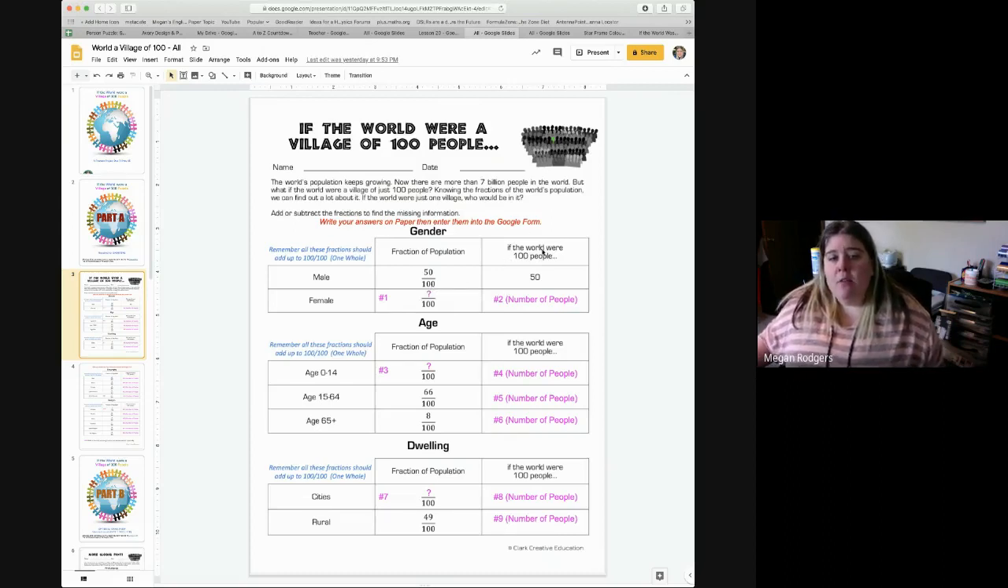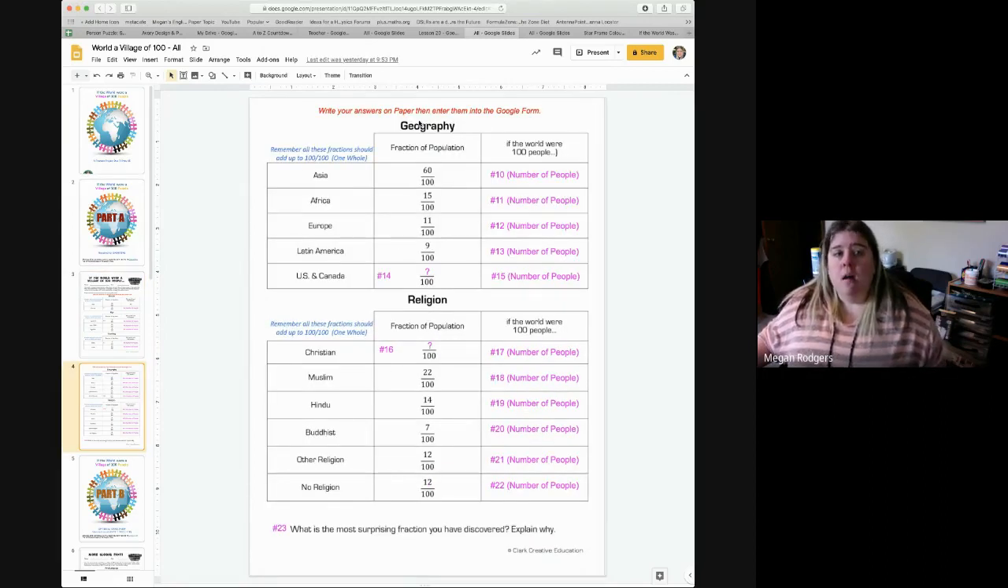And then, if the world were 100 people and 50 out of 100 were male, that meant that there were 50 people. So you're just translating these into the number of people. And then you'll break down the different ages. Again, there are some nice little pointers here to remind you. There are 2 pages that are part of part A. And so you'll learn where people are living and what religion they believe. And then there is a final question at the bottom.